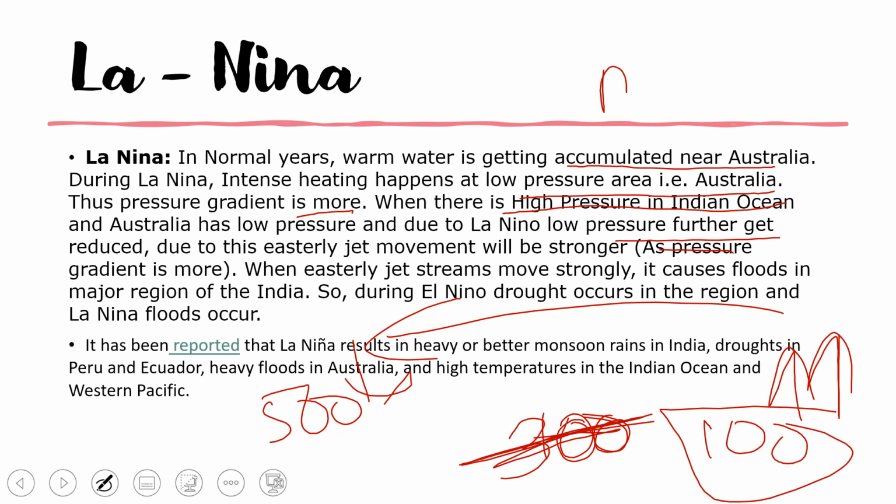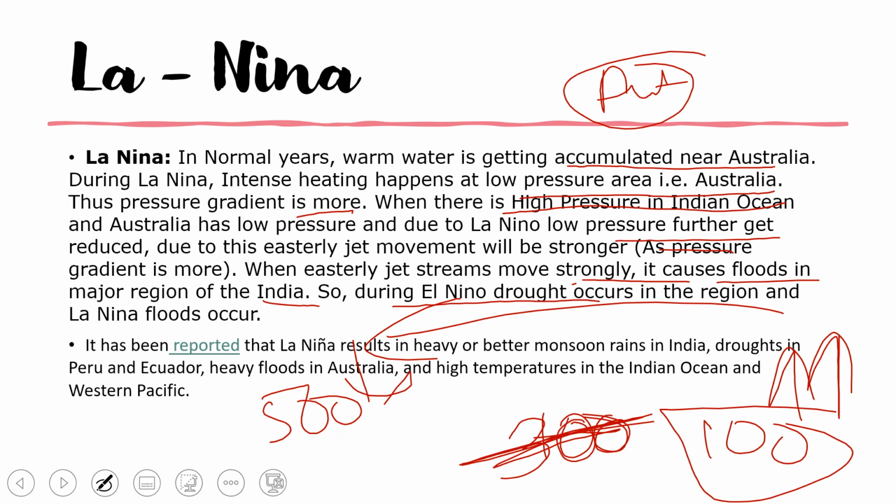because the monsoon coming to India is only because of the low pressure of Australia, and now in that Australia low pressure is there but intense low pressure. It means what? It means that the monsoon will be very high, and in that year Australia will get flooded, Africa will get flooded, and India will also get flooded. Okay, so when the easterly jet stream moves, it causes floods in the major regions of India.